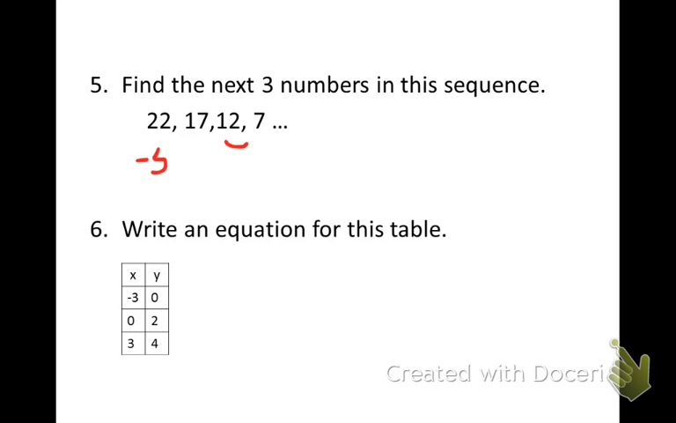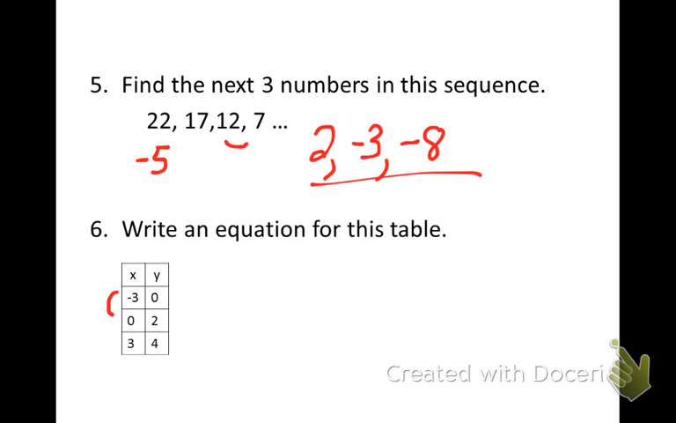Looks like it is subtract 5. So we're going to continue that pattern. If we take 7 minus 5, we get 2. 2 minus 5, we get negative 3. And negative 3 minus 5, we get negative 8. So those would be the next three numbers in the sequence. In order to write an equation for this table, we got to find the pattern that's happening here.